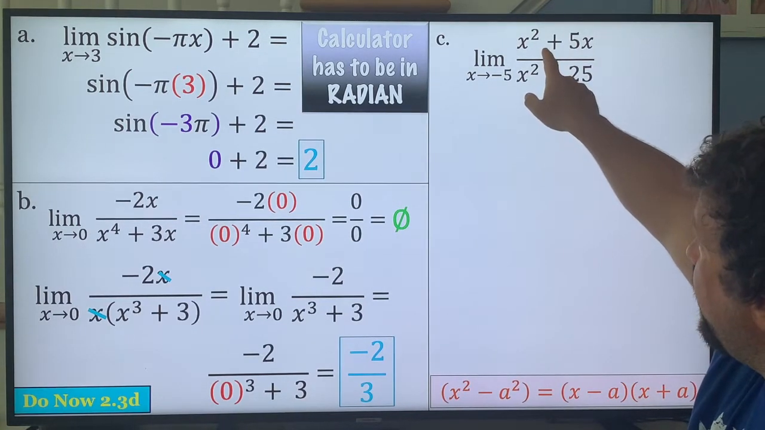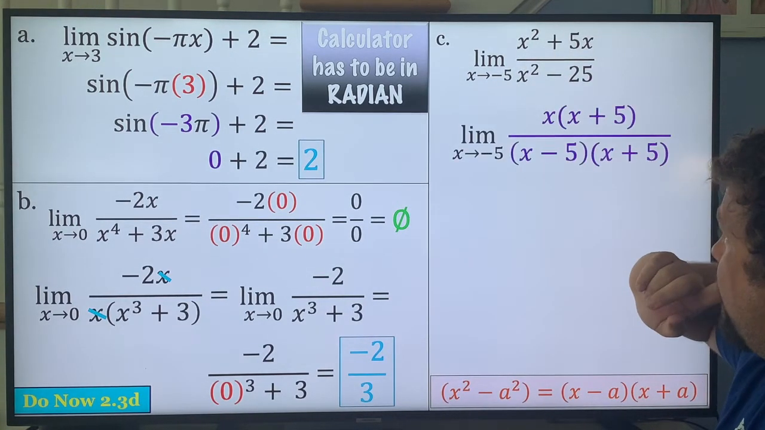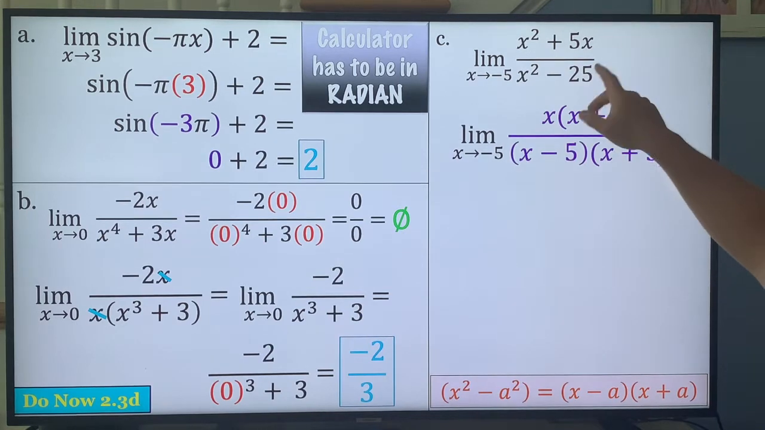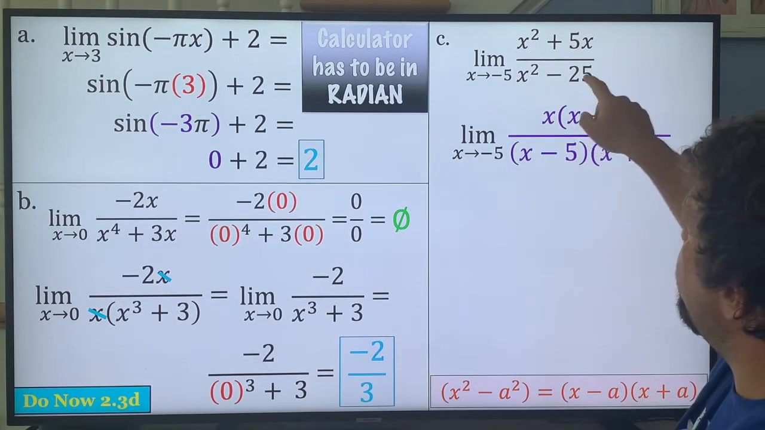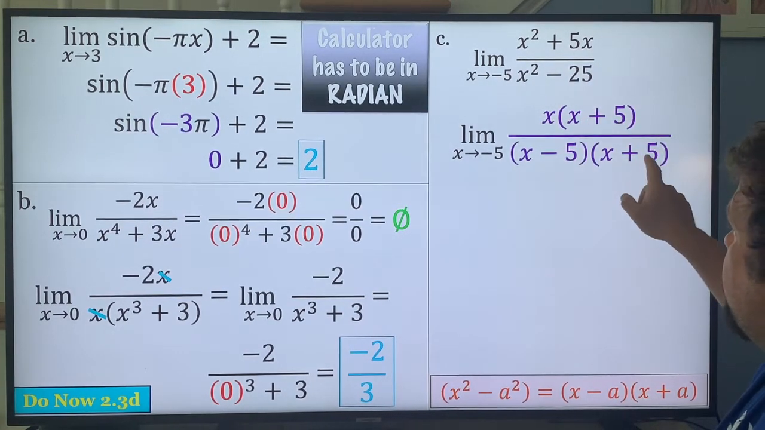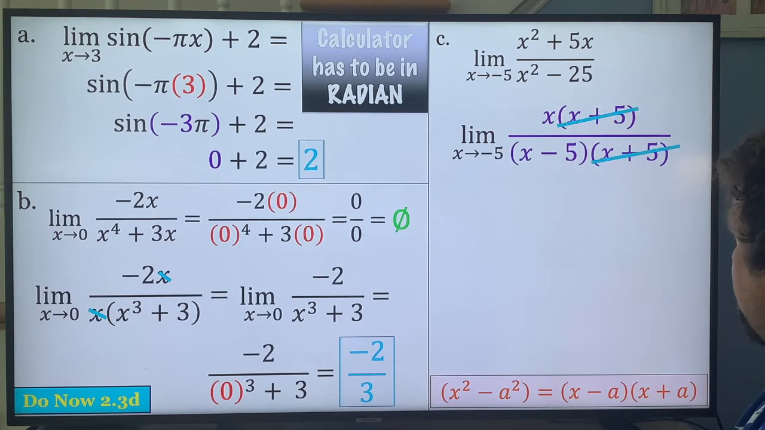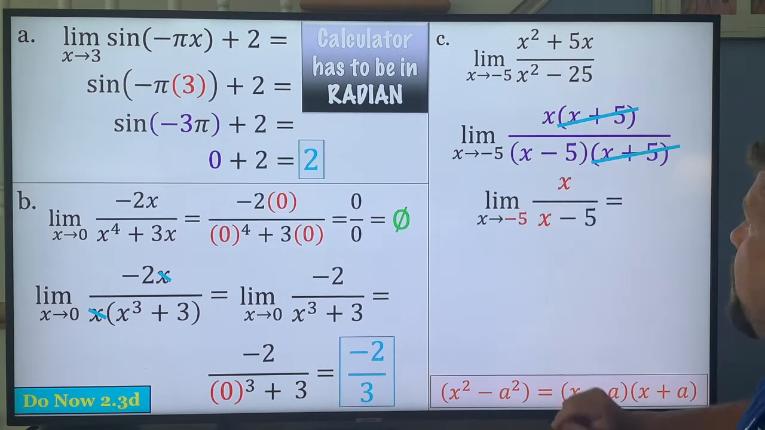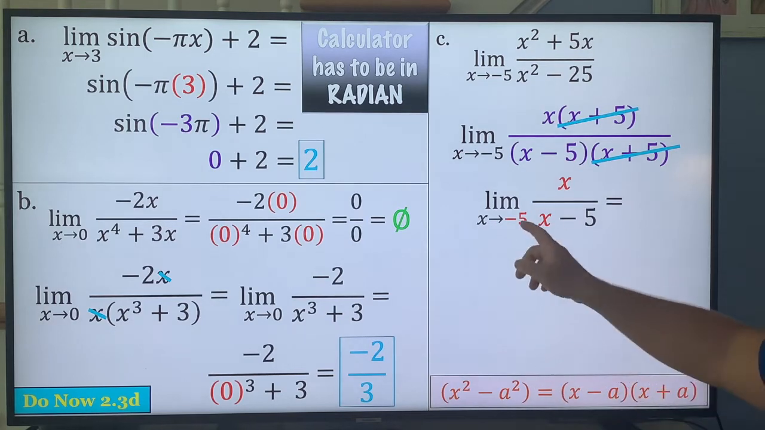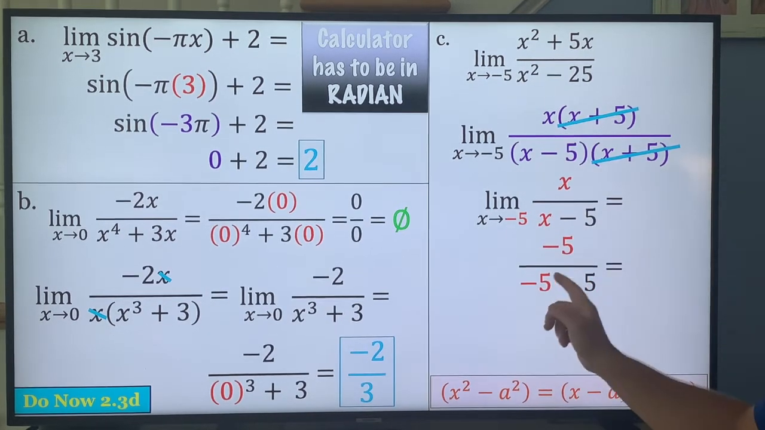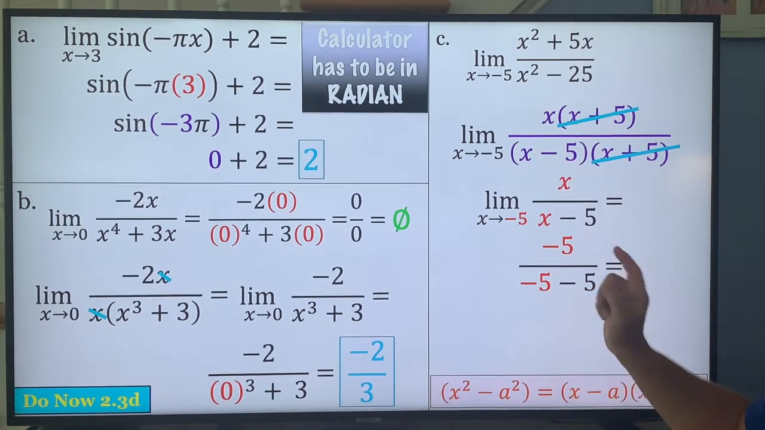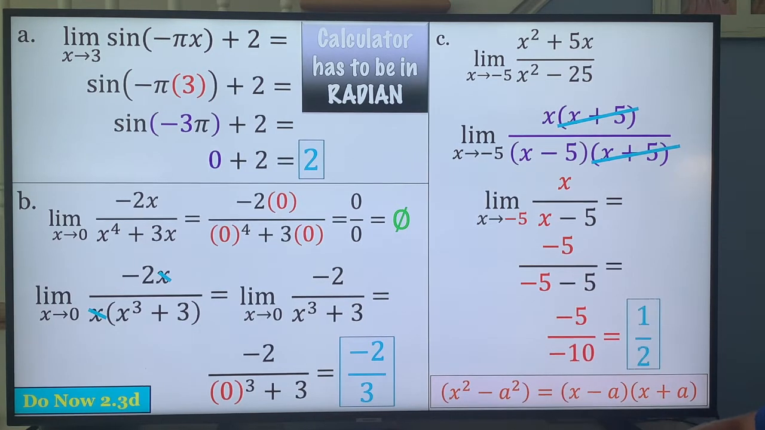Let's type in negative 5 real quick. 0 undefined. Okay? So I can take an x out of the numerator, factor the denominator, x minus 5, x plus 5. Cancel out the x plus 5s, leaving me with x over x minus 5. Type in my negative 5. Negative 5 over negative 5 minus 5. Negative 5 over negative 10, which is 1/2. All right? Got it?